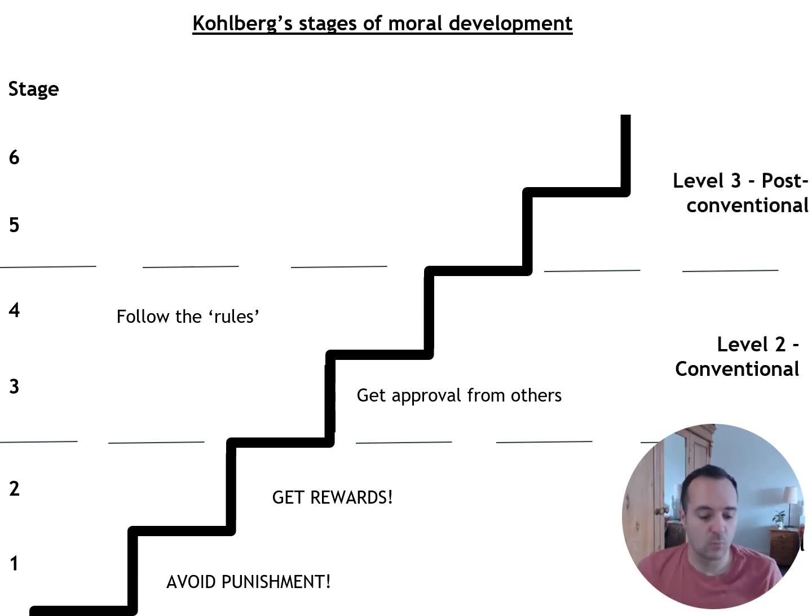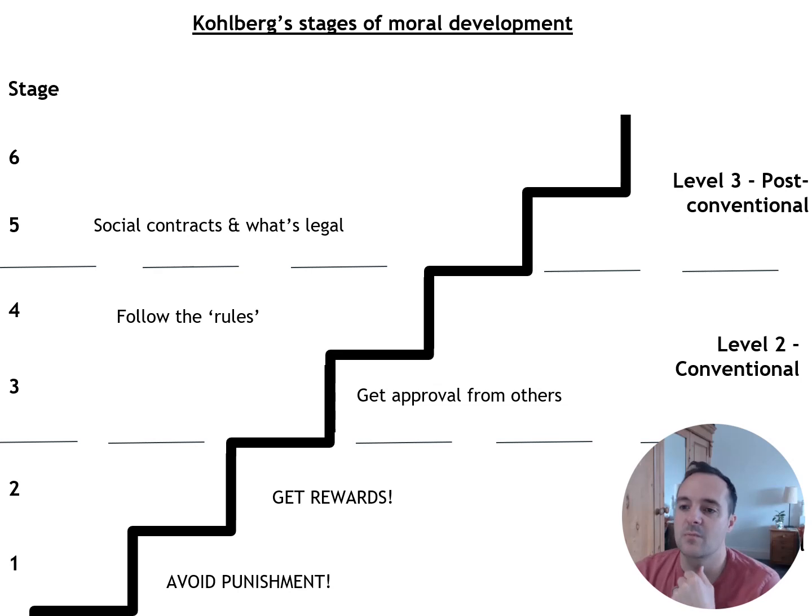However, it didn't stop there. What he found was that as people aged, particularly as they went through higher levels of education, they entered into a post-conventional way of moral thinking. So the 5th stage he called social contract and the law.